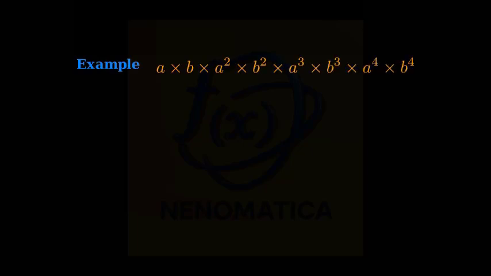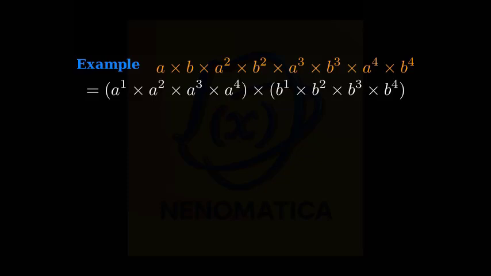Our first example is a times b times a squared times b squared times a cubed times b cubed times a to the power of 4 times b to the power of 4. To simplify this expression, we'll group the terms with the same base together. First, let's rearrange this as a to the power of 1 times a squared times a cubed times a to the power of 4, multiplied by b to the power of 1 times b squared times b cubed times b to the power of 4.